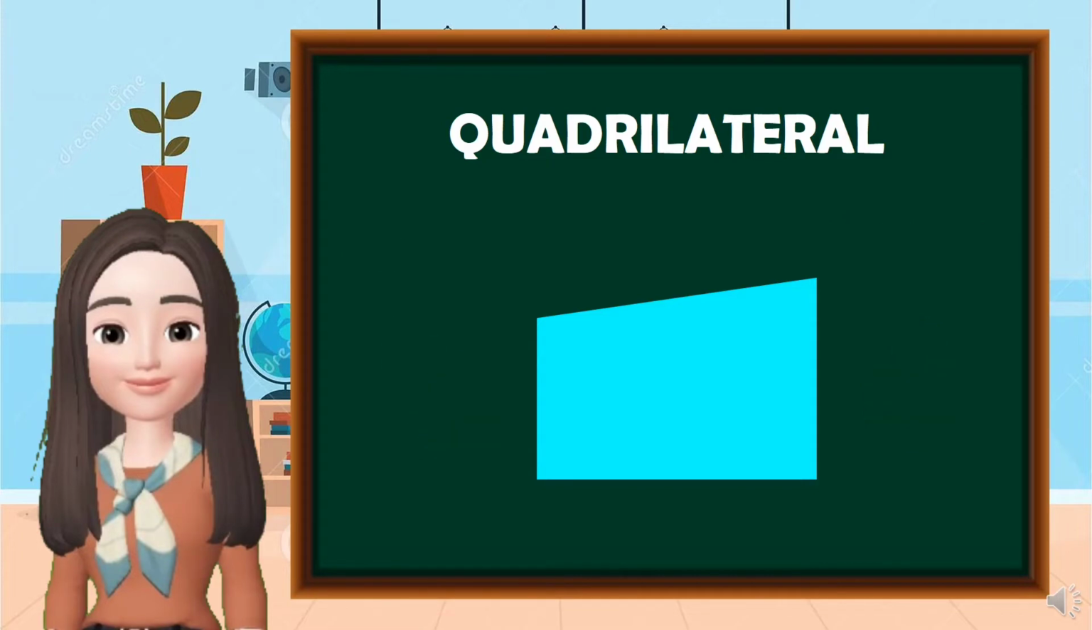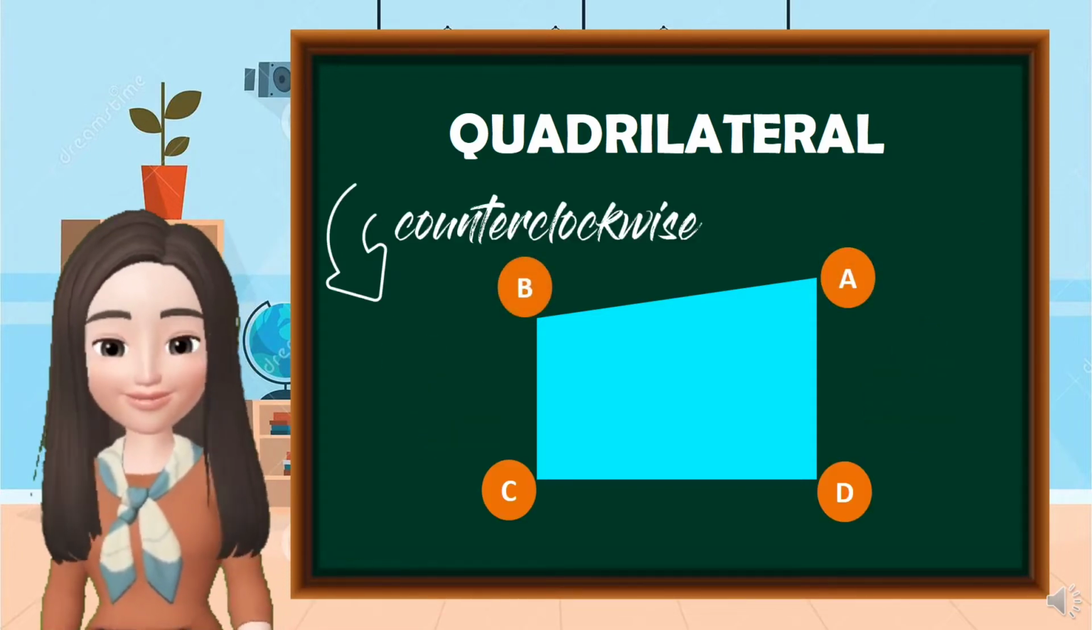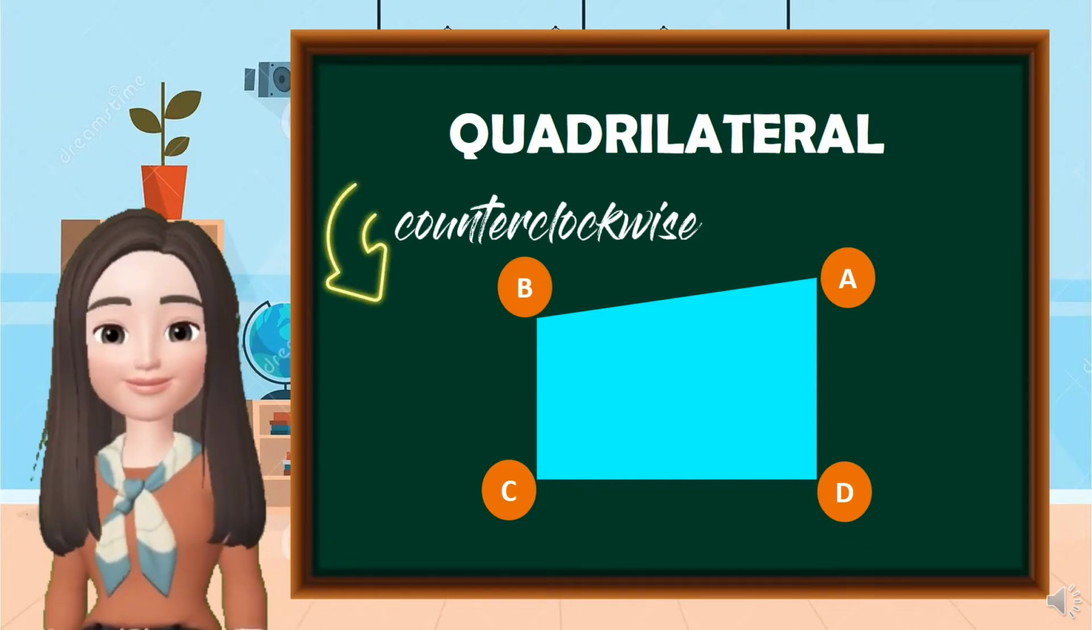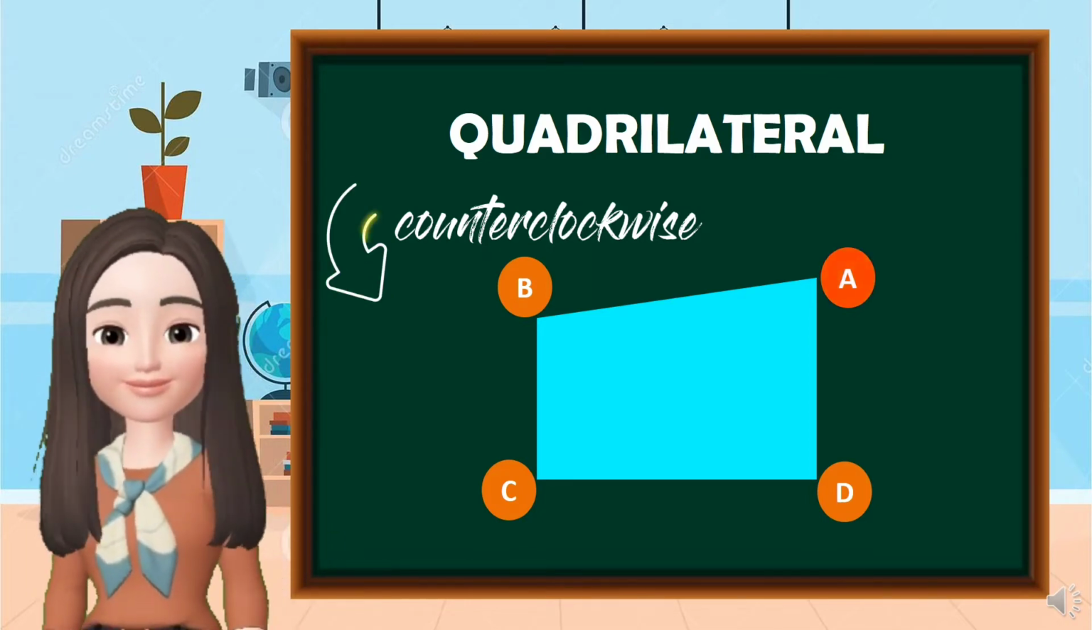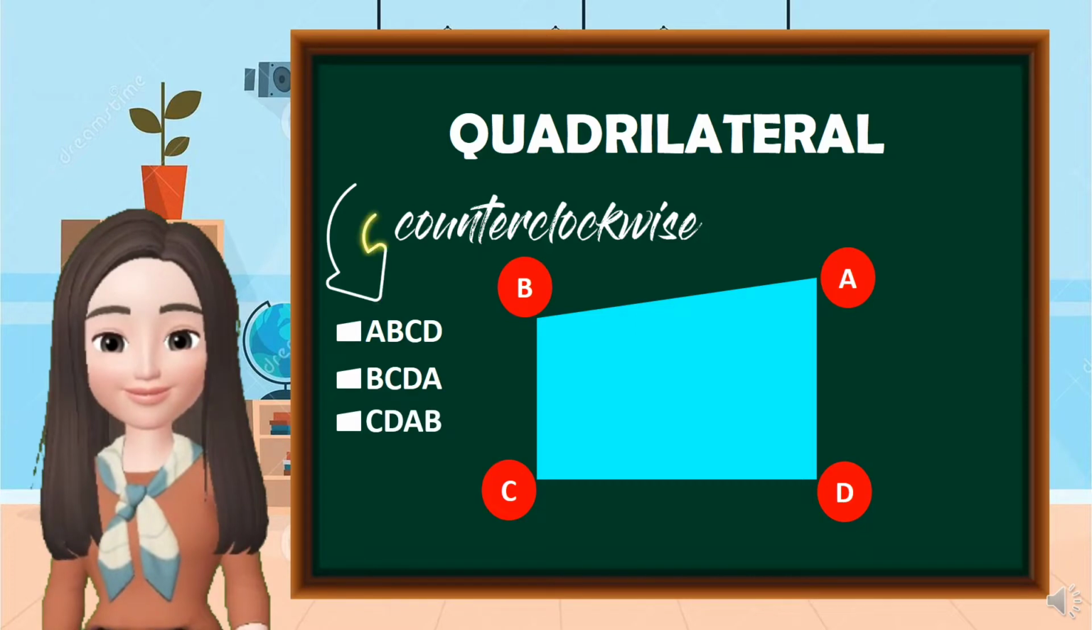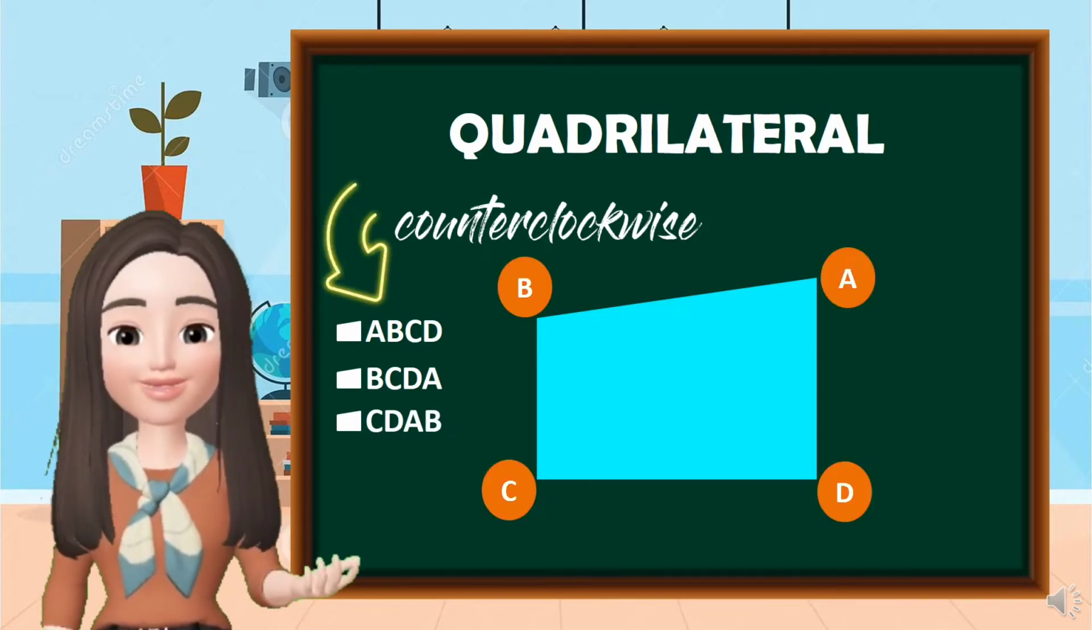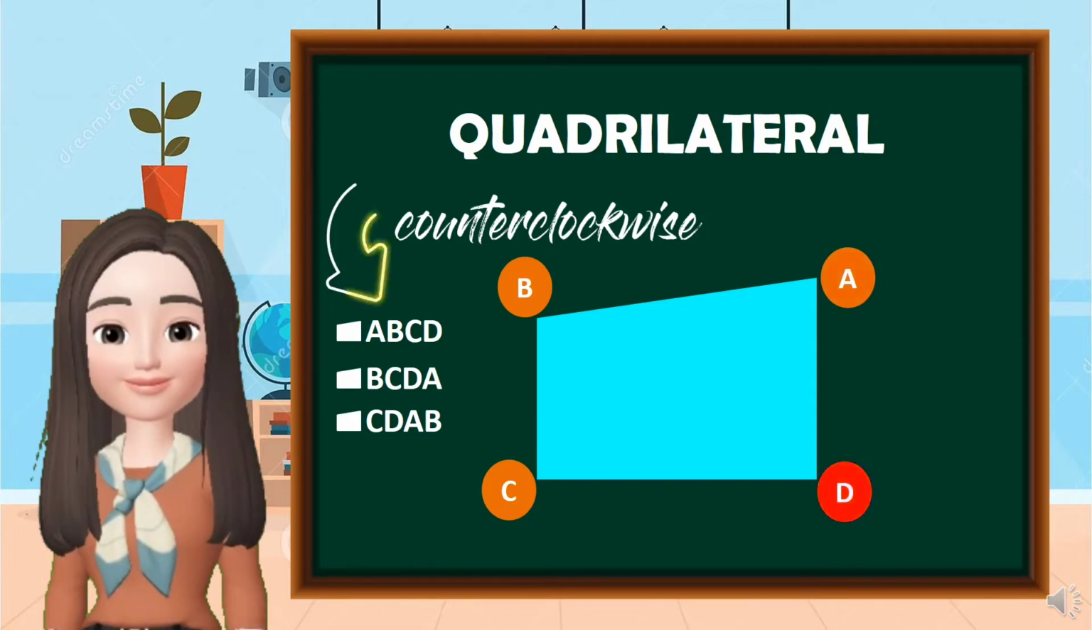So let us check out this figure. We have figure ABCD. We have different ways on how to name a quadrilateral. In a counterclockwise direction, it is named as quadrilateral ABCD, or it can be named as quadrilateral BCDA, or quadrilateral CDAB. Lastly, we can also name it as quadrilateral DABC. So that is for the counterclockwise direction.